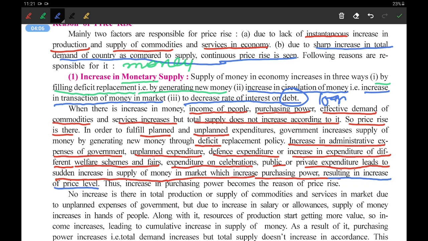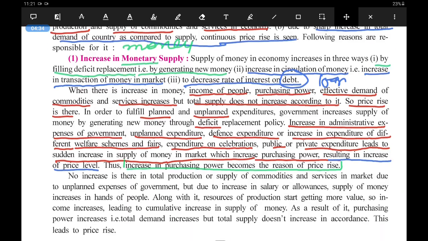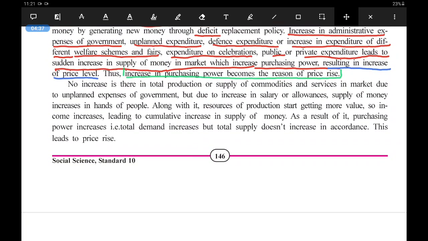As more money is there in the pockets of the people, they will pay more money. And here again the demand supply rule comes in: the supply is less, the demand is more, and due to that price rises up. Thus increasing purchasing power becomes the reason for price rise. So you need to remember, this is a very important point. Increasing purchasing power becomes the reason for price rise. So this is one of the reasons due to which the prices of day-to-day commodities also start increasing.